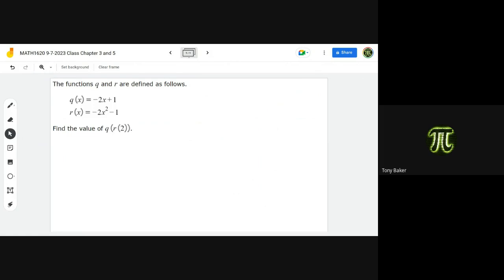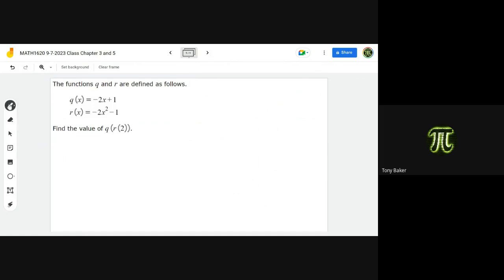So composite functions are when we take one function and plug it into another one. So in this case, we're taking R of 2 and plugging it into Q. The first few topics that they do on this, they're giving you it in terms of numbers. So you can plug in the 2 to the R, find the answer, and then take that answer and plug it into the Q. So you're doing it in steps.